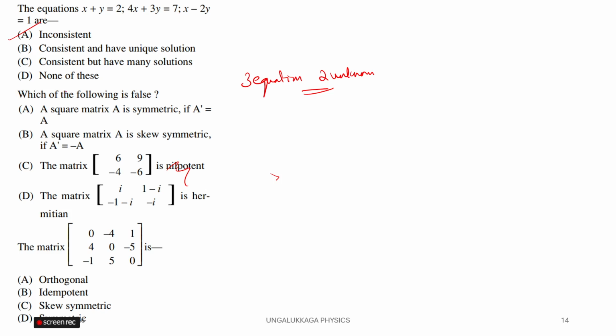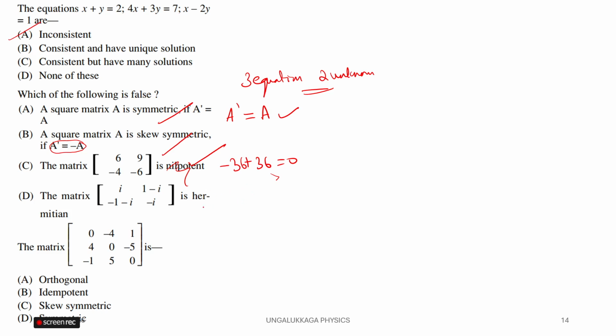Now we have: which of the following is false. If A is symmetric, then here A prime signifies the transpose, which is equal to A. This is the property of symmetric matrices. This is the property of skew symmetric matrices. And if a matrix is nilpotent, if you multiply this, 36 plus 36, which is equal to 0, this is also a nilpotent matrix. This is also correct. So obviously this should be the false option. Let's check.